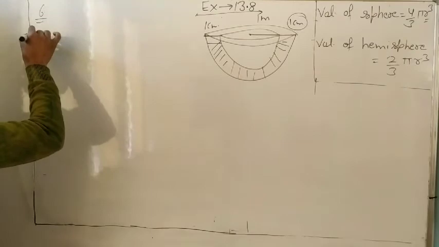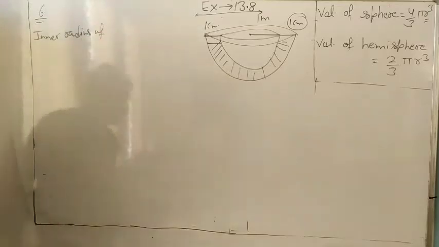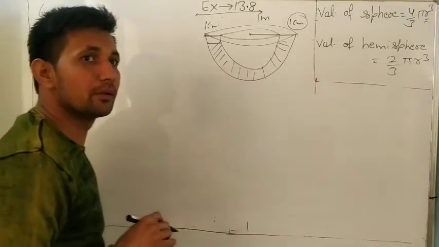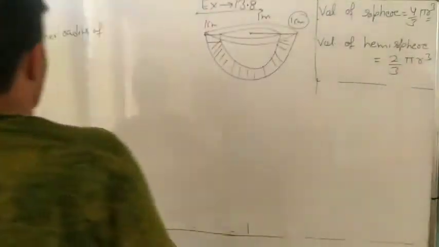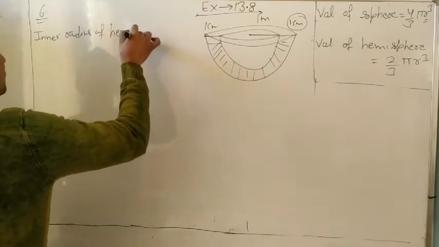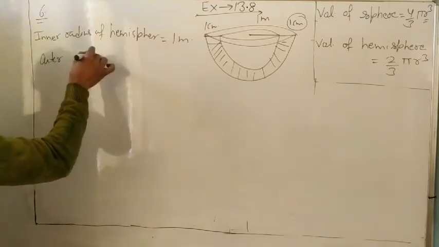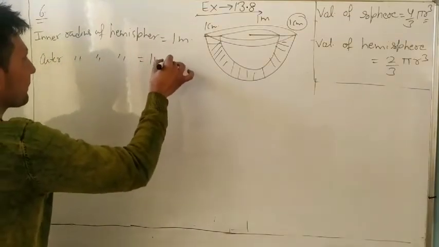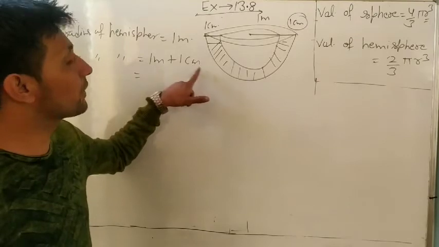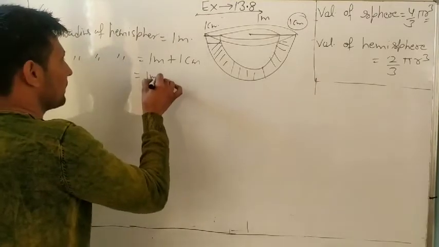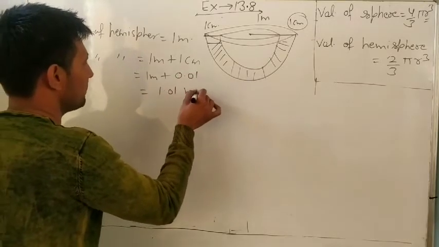Write the inner radius of hemisphere. How much is given? 1 meter. In the same way, we find the outer radius of the hemisphere: 1 meter plus 1 centimeter. So 1 plus 1 is 2? No, 1 is meter and 1 is centimeter, so we will change both to meters. 1 meter plus 1 centimeter means plus 0.01, so it becomes 1.01 meter.